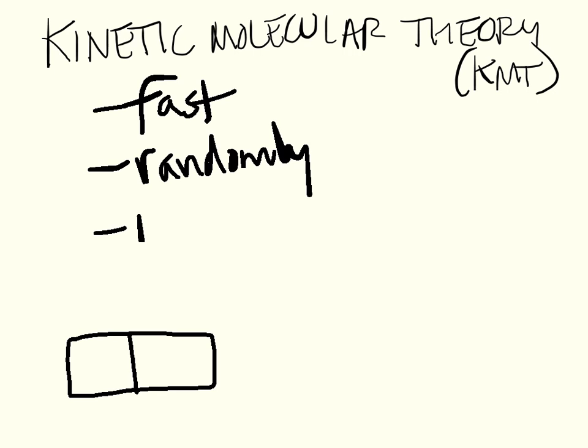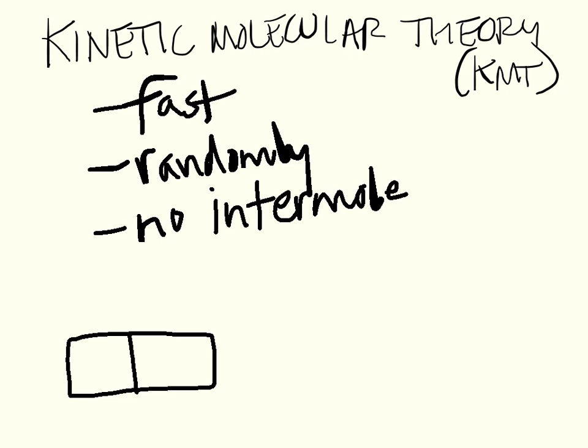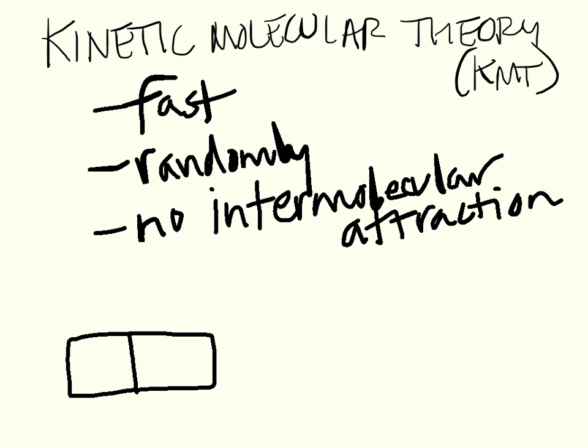We also know that gas molecules have no intermolecular attraction. This means the gas molecules are not attracted to each other. They might collide, they might hit each other, but that only occurs because they're randomly moving, not because they're seeking each other out. So for example, if you had a gas molecule here, 1, another one here, 2, they're not going to go try to find each other.